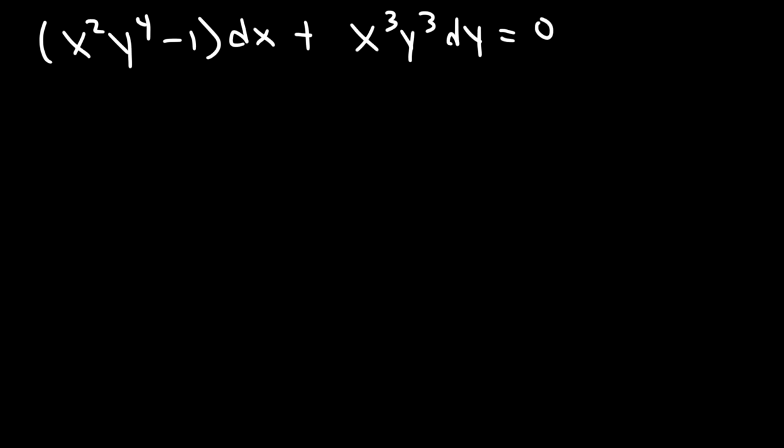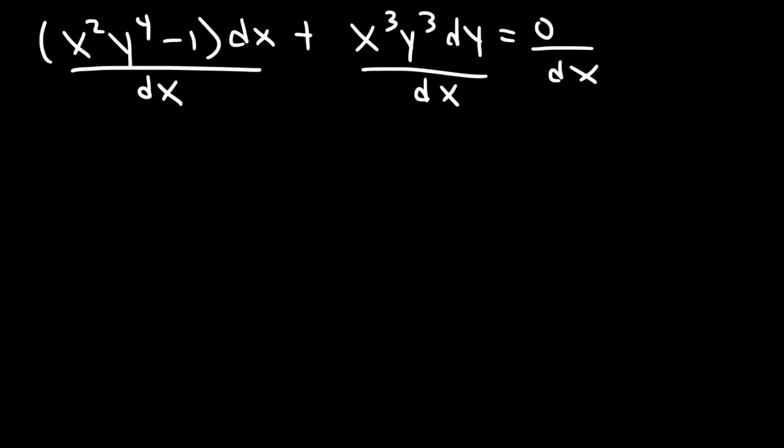x squared times (y to the 4th minus 1) dx plus x cubed y cubed dy equals 0. Now, just looking at this equation, it doesn't look like it's in the appropriate form. So we need to adjust it and put it in standard form. Now the first thing we need to get is y prime. And we have dx and dy separately, but keep in mind y prime is dy over dx. So what we need to do is divide both sides by dx, or in fact divide every term by dx.